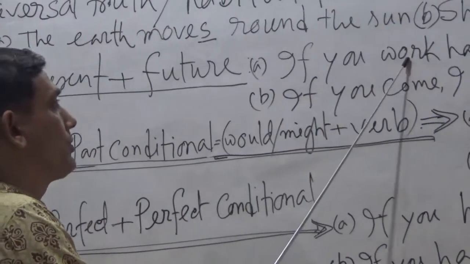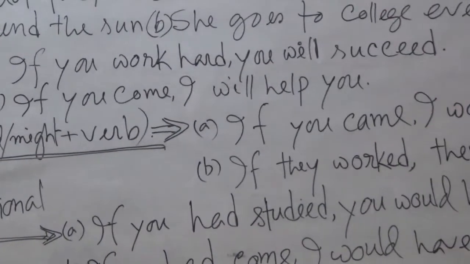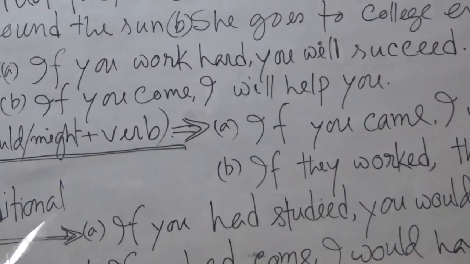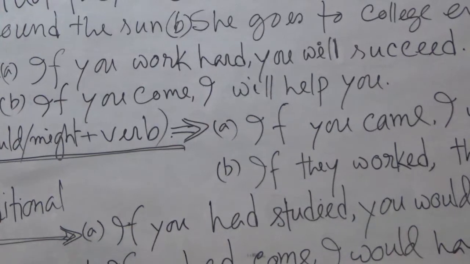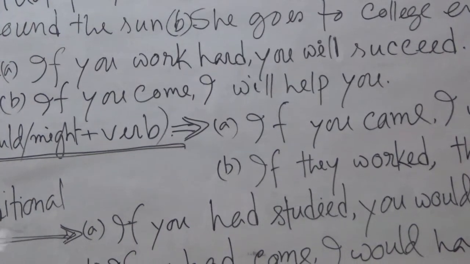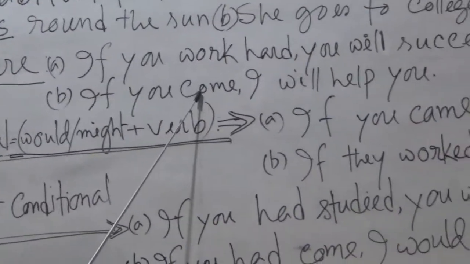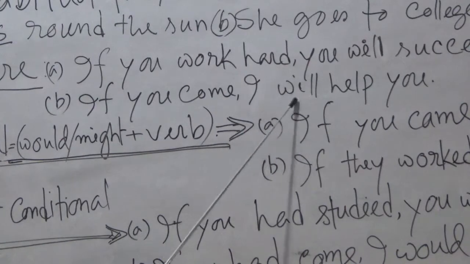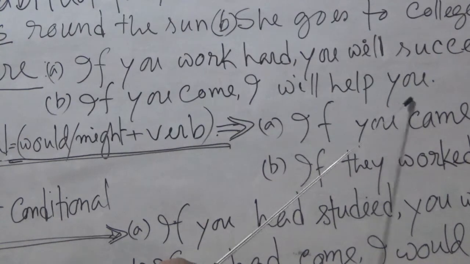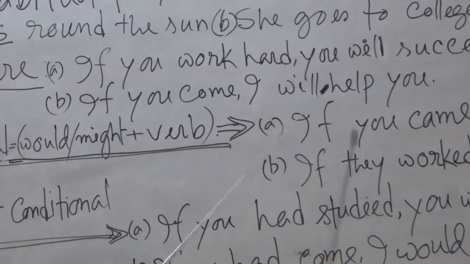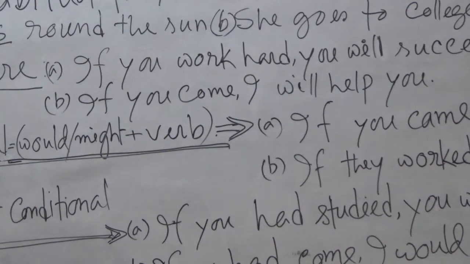If you work hard, present tense, you will succeed. If you work hard, you will succeed. The first one is present tense, if plus present, then comes future tense, you will succeed. যদি তুমি কঠোর শ্রম করো, তুমি সফল হবে। Next example B, if you come, present tense, I will help you, future tense. That means যদি তুমি আসো, আমি তোমাকে সাহায্য করব, if plus present plus future. If you come, I will help you. I think you have understood.